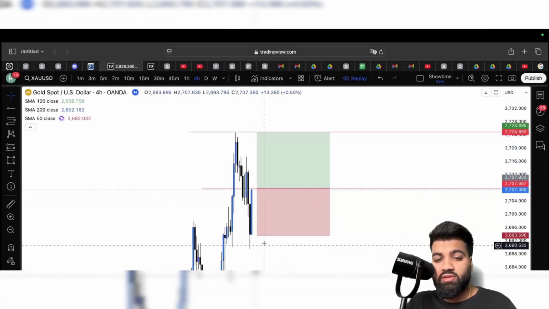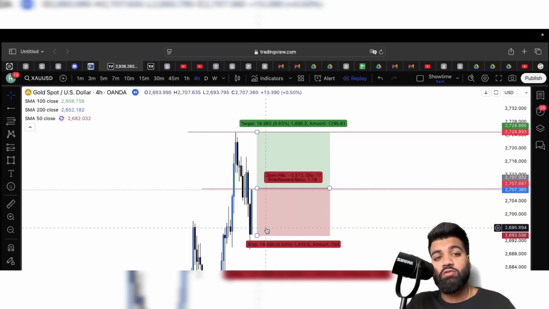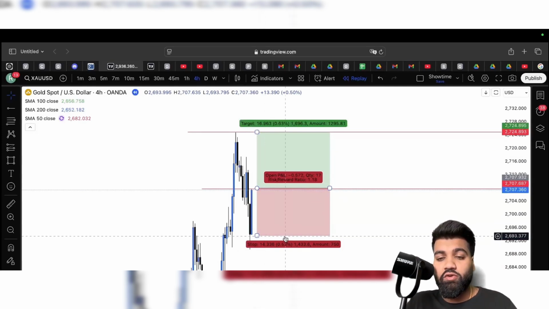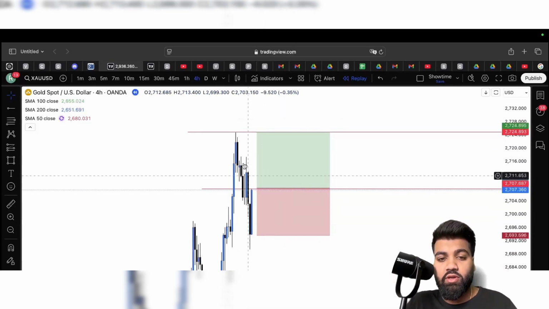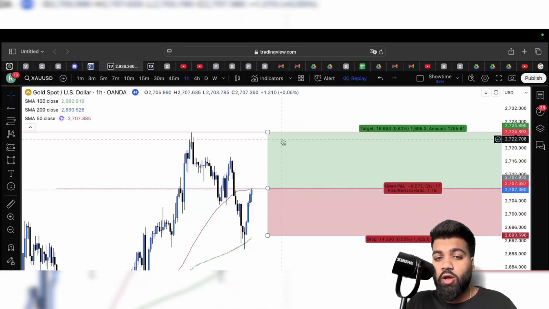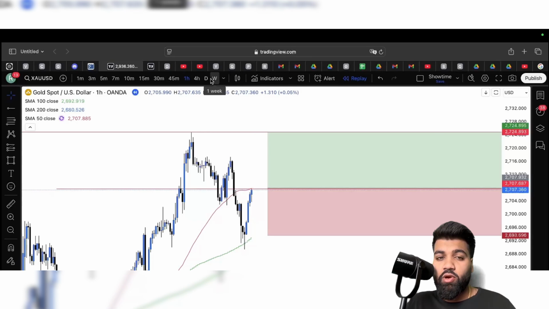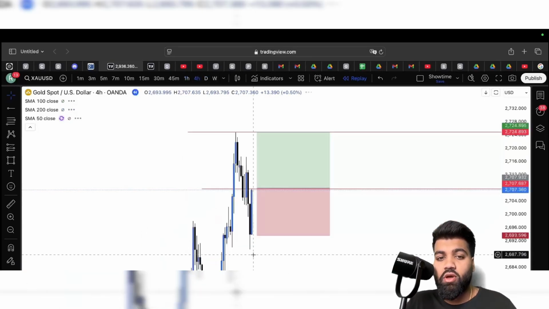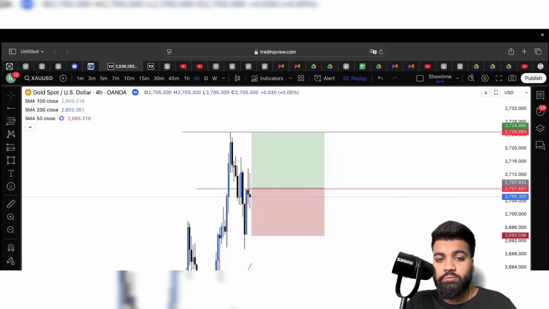And you guys are probably thinking that 140 pip stop loss is a lot. So if you're not swing trading, if you're scalping, or you're an intraday trader, you can dig down to lower time frames and try to find a better stop loss for you, somewhere where you think it's not going to come back. It doesn't make sense for gold to come back. So we're going to play it over here, see what happens.